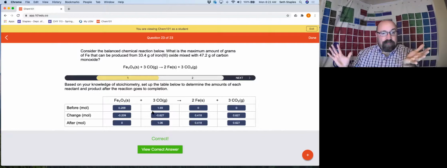And so I hope this was helpful, but again, this is just another way to view limiting reactant problems where we convert everything over to moles and we go from there.